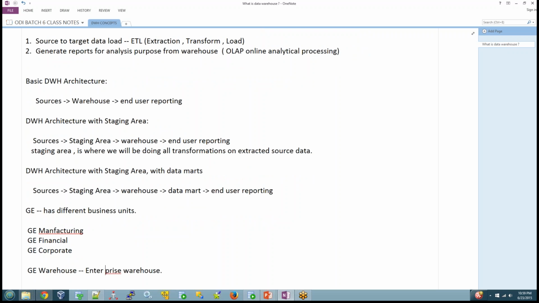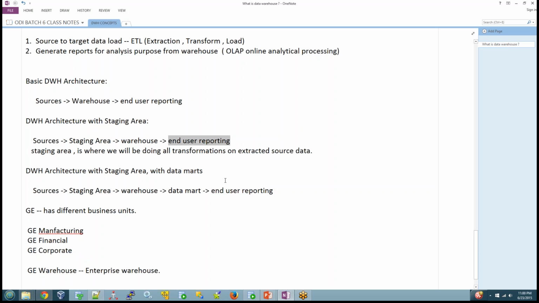What is the meaning of enterprise warehouse? An enterprise warehouse stores the data for a complete organization, the complete enterprise, the complete GE. So it gets the data from the manufacturing business unit, the summary data from the financial unit, and the data from the corporate unit. It gets the complete data. From here they can generate reports, right? From the GE warehouse, they can generate end user reporting.